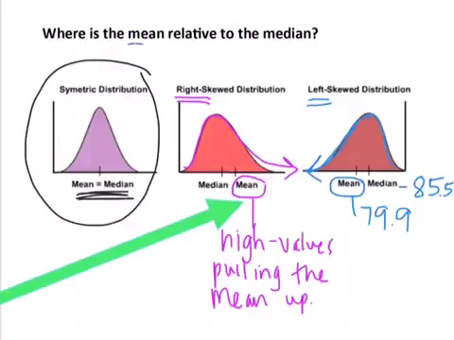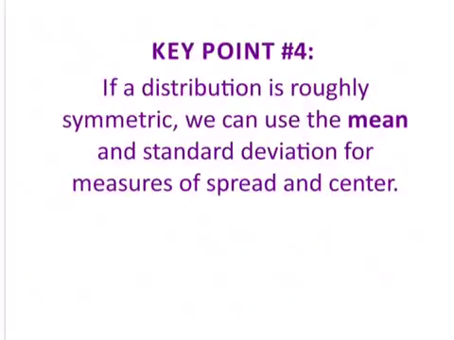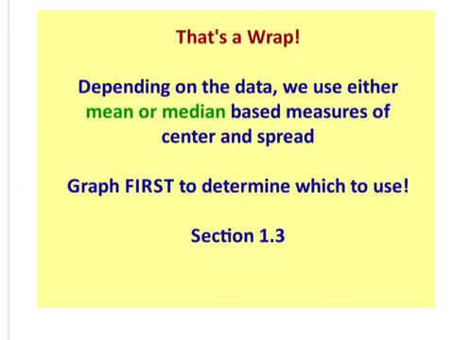So where's the mean relative to the median? Symmetric, they're the same. Right skew, the mean is higher. Left skew, the mean is lower. So the mean is always further out on the tail. That's a good way to remember it. So key point number 4: if a distribution is roughly symmetric, we can use the mean and standard deviation, which is SX in your calculator, for measures of spread and center.